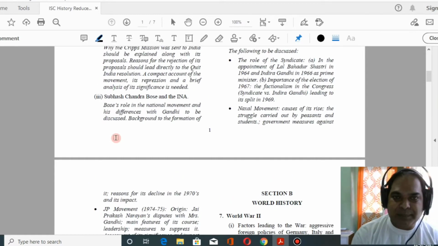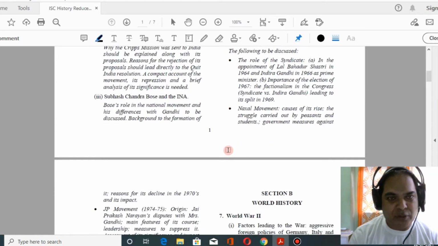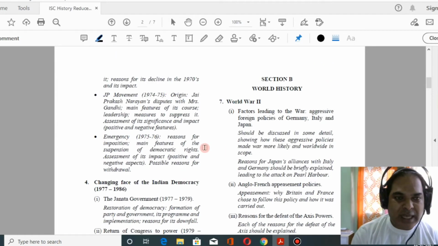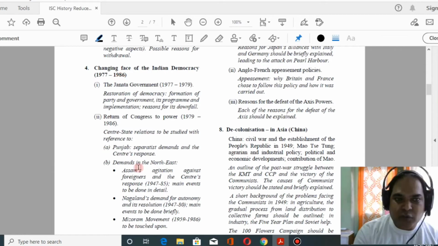That means chapter number 3, challenges to Indian democracy, everything is the same as compared to last year. Okay, so now let us move on to unit 4, that is changing phases of Indian democracy. Let us move to chapter number 5.